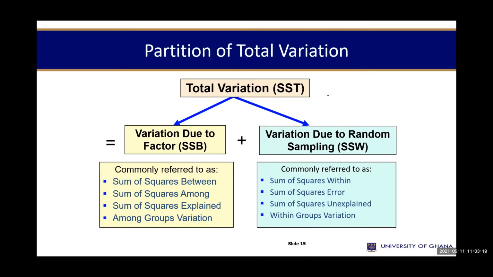So in partitioning of this variation, you may see in other books where SSB is also defined as SSA, sum of square among the groups, or SSE, the sum of square explained. Either way, you will just see among groups variation, the same SSB that we are trying to define. Then SSW, as we've indicated here, can also be referred to as SSE, but the E here is in terms of error, or SSU, where you have unexplained or within groups.